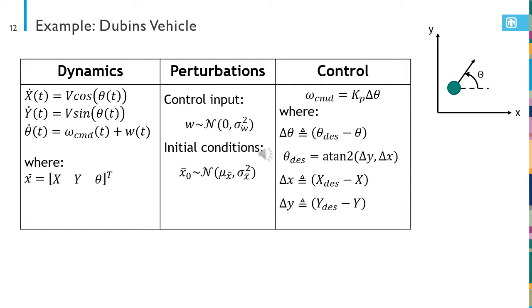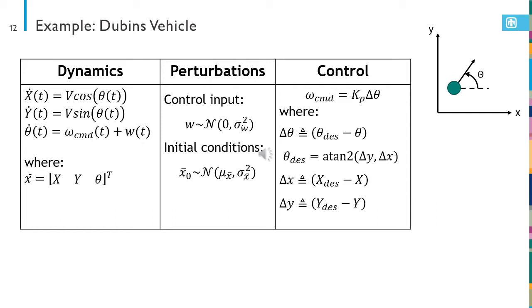Our state variables are the point mass's x and y positions and the mass's heading, theta. V is the constant speed of the point mass, and omega command is the angular velocity command. For perturbations, there are two sources of uncertainties in the system, initial condition disturbances and control input disturbances. W is normally distributed white Gaussian noise that introduces uncertainty through the input control signal. The initial conditions are also normally distributed with a user-defined mean and standard deviation.